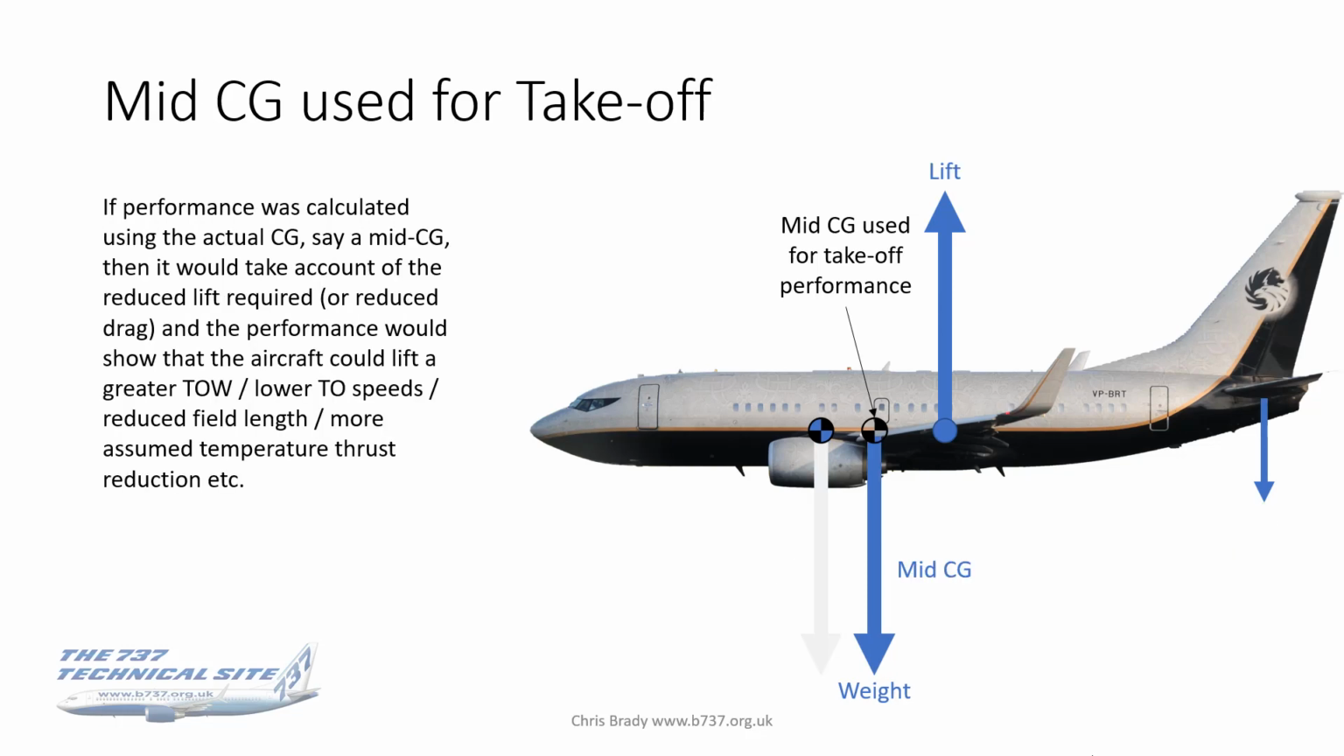If performance could be calculated using the actual CG, say a mid CG, then it would take account of the reduced lift required or reduced drag. The performance would show the aircraft could then lift a greater takeoff weight, have lower takeoff speeds, or reduced field length, or more assumed temperature thrust, whichever way you want to slice it. Again, a more aft CG will give you better takeoff performance, but as I've already said in the previous slide, normal performance doesn't allow us to do that.